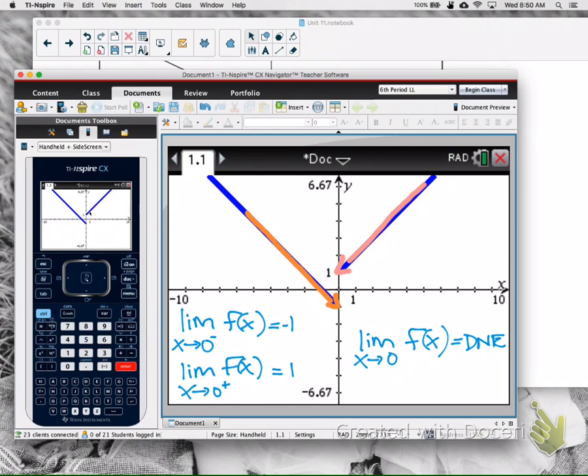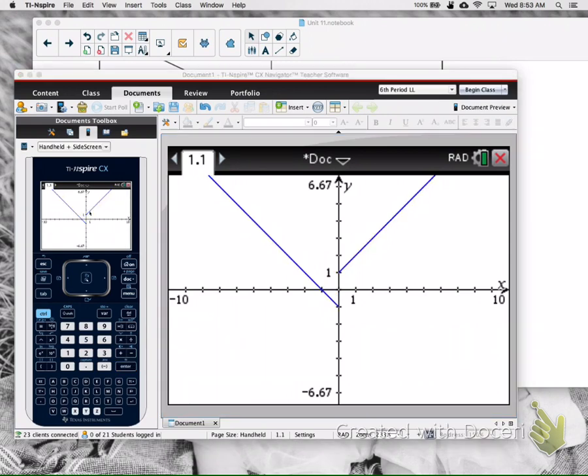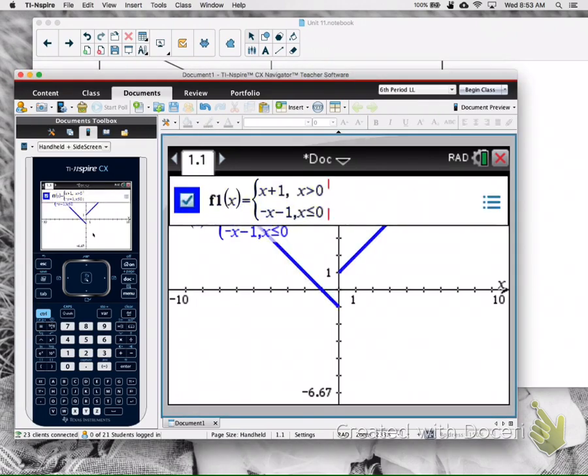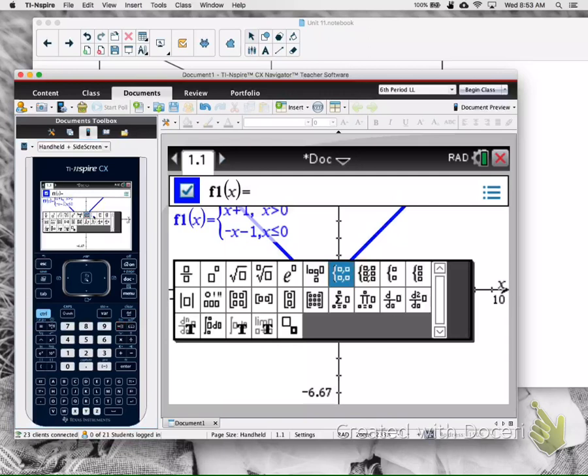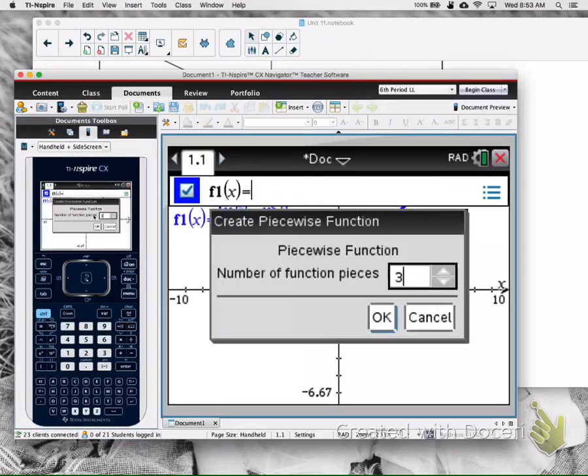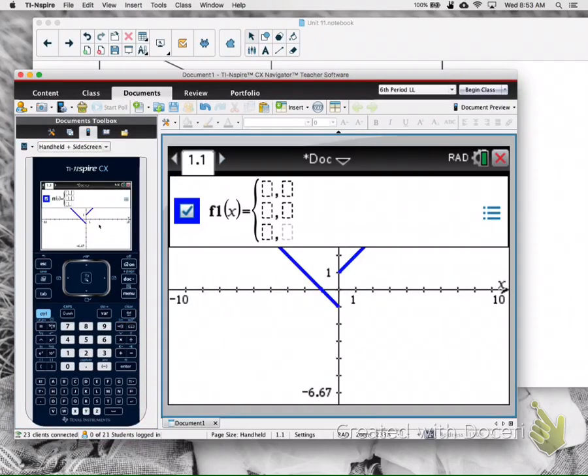We're going to do this just a couple more times using our calculators. The next one has a 3-part piecewise function. So, on this one, just delete what you have. Use your templates menu and put in a 3-part piecewise function. And type that in real quick.